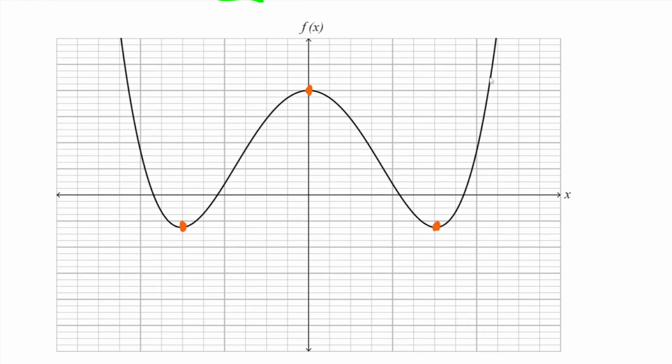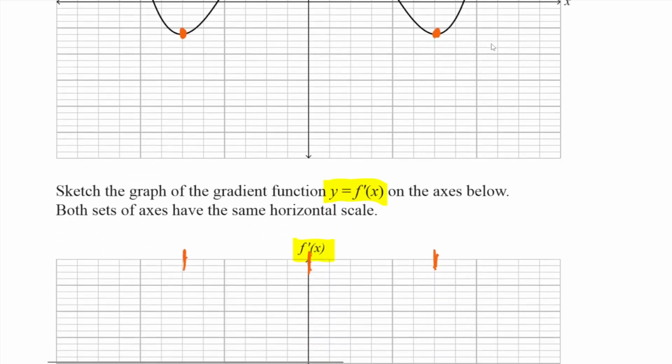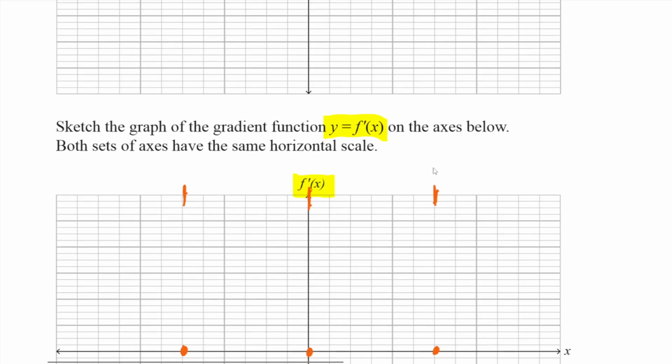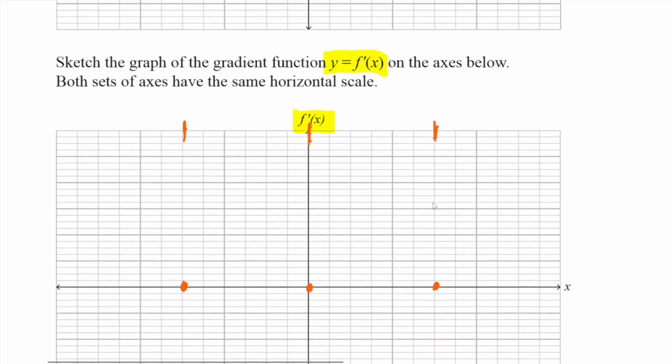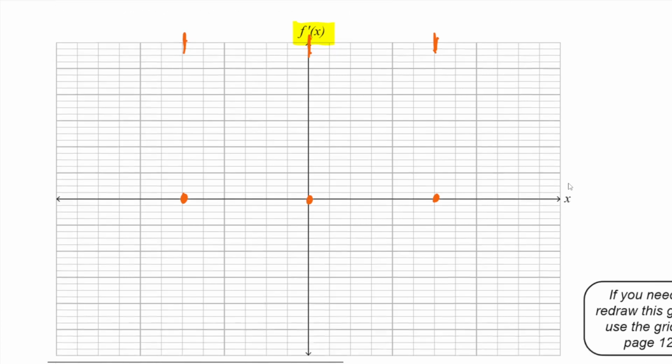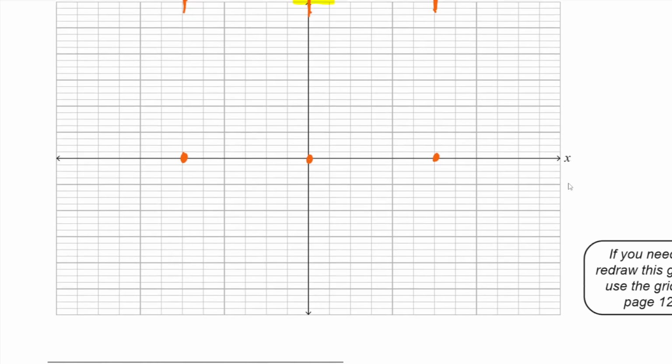So once more, looking at the original function, we identify any points where the gradient is 0. In this case, the turning points, the 2 minimums and 1 maximum, at the same x value. So since the grids are in line, we just drop an imaginary line down, right down here, and that will correspond to the x-intercept of our gradient function. So we know our gradient function has 3 x-intercepts.